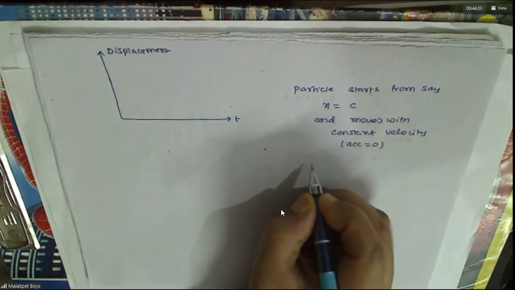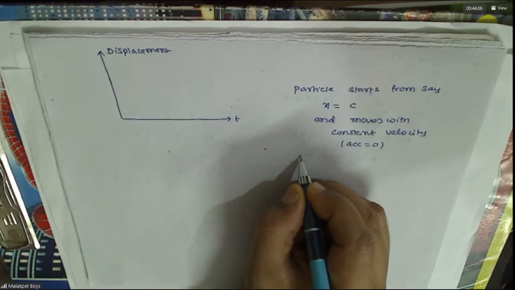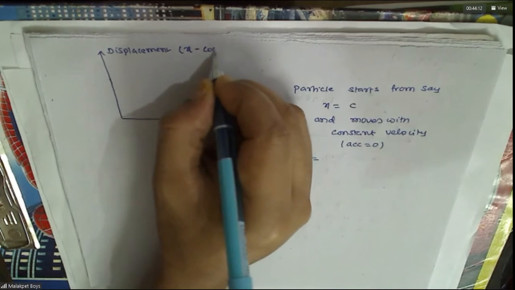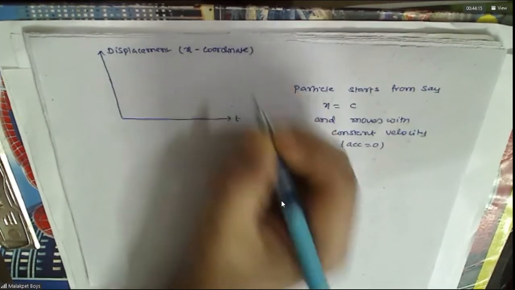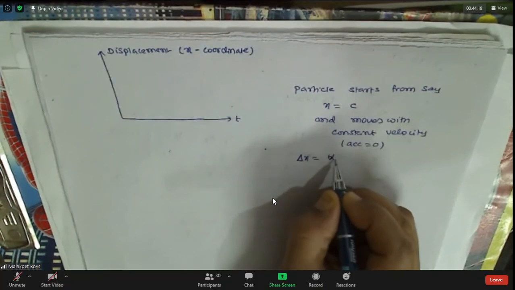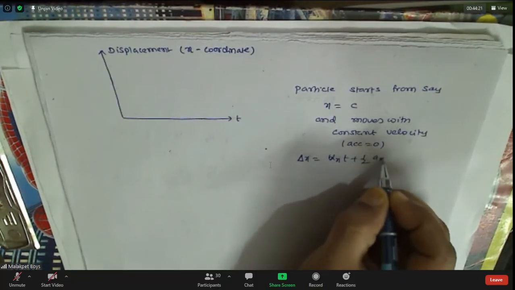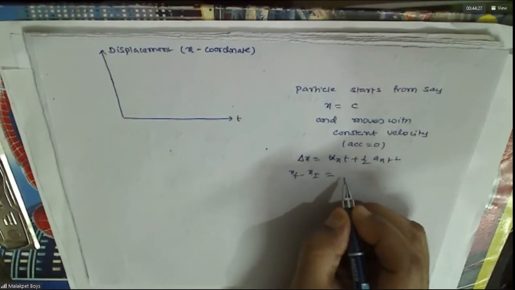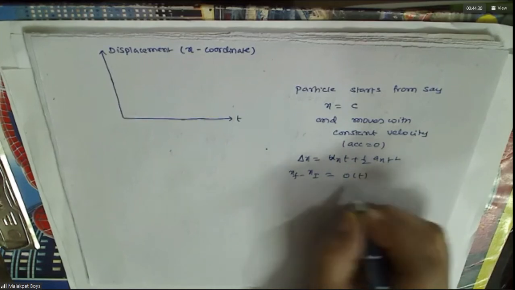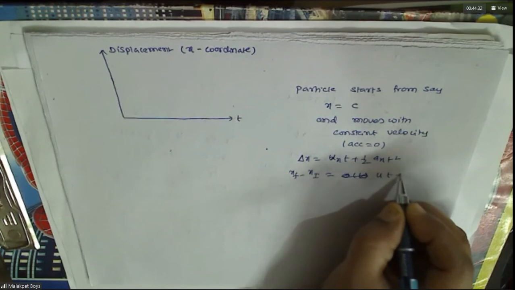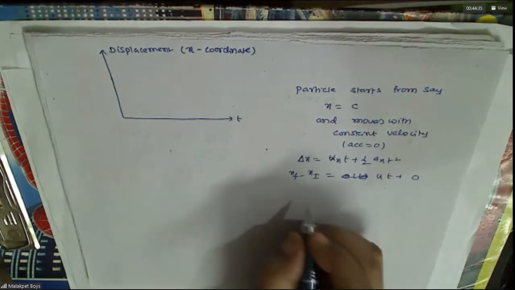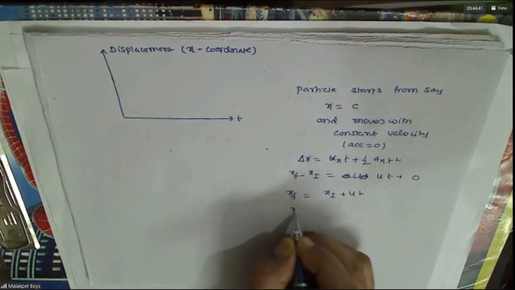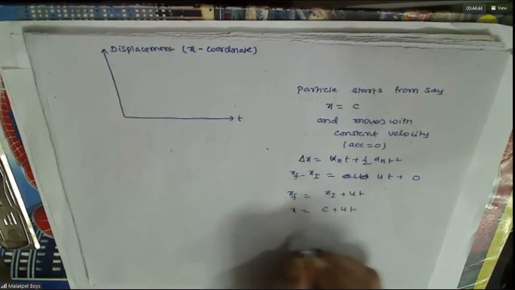Here you have displacement. This is the position coordinate. We cannot take all coordinates at a time. Using x equals ut plus half a_x t squared, x final minus x initial is u into t plus 0, because the acceleration is 0 now. So x final is x initial plus ut. X initial is c.